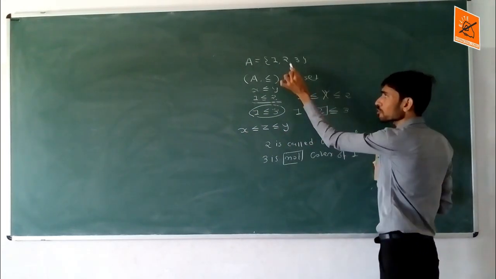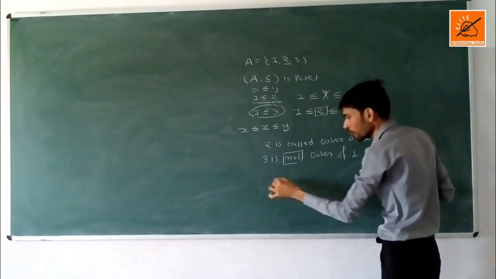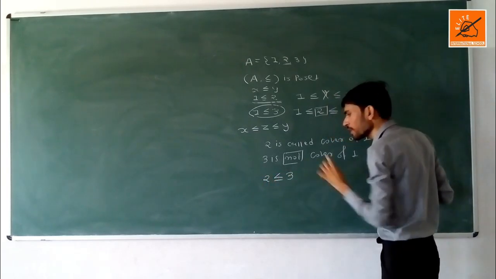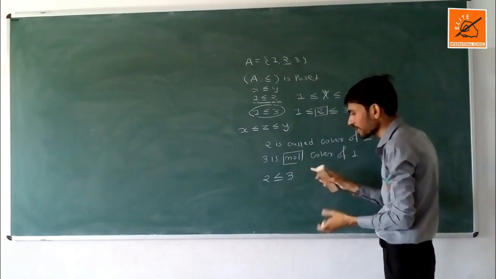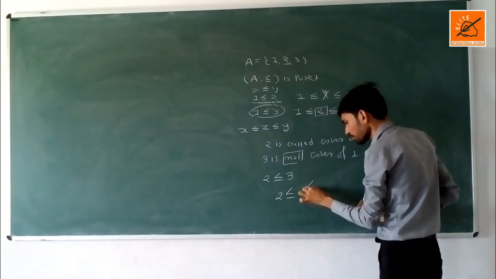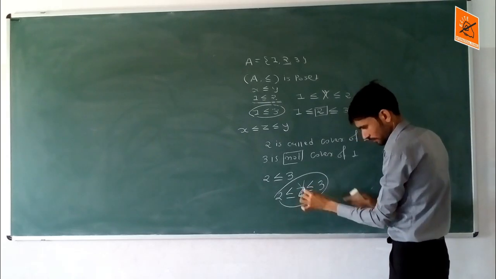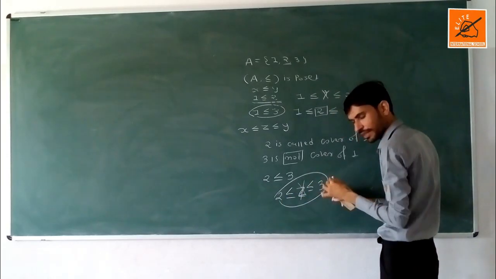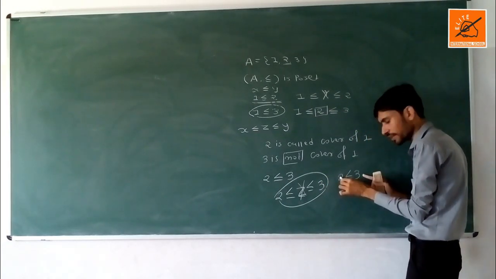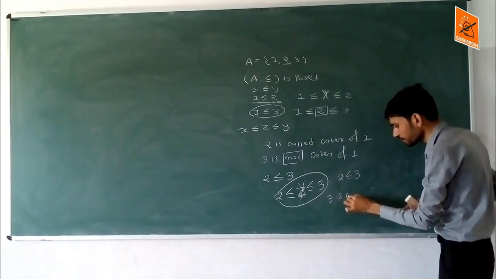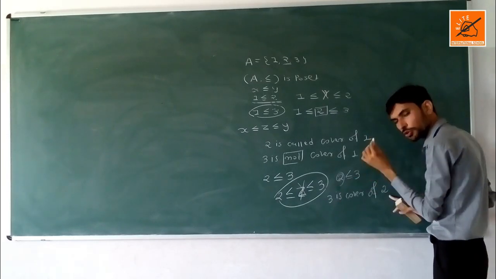Now we also find the cover of 2. The same thing applies for 2. So 2 is directly related only with 3: 2 is less than or equal to 3. Here 2 is related only with 3, and there does not exist an element between 2 and 3. So 3 is directly related with 2, and 3 is called the cover of element 2.